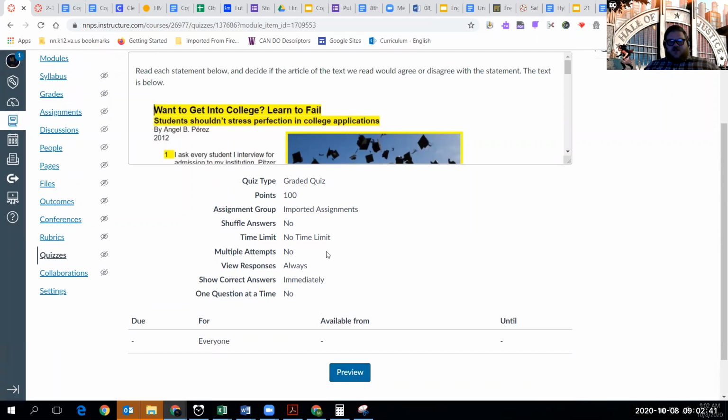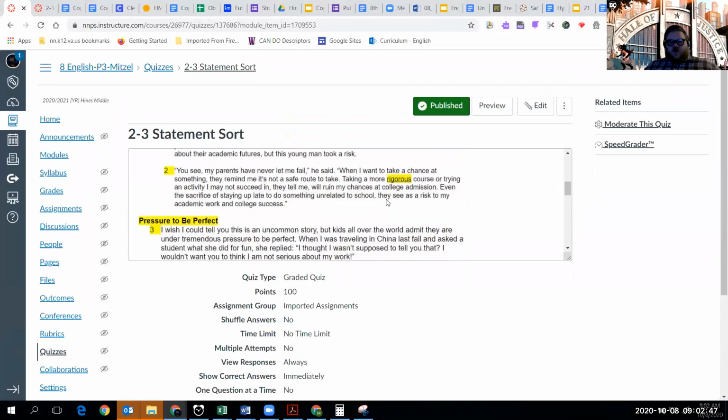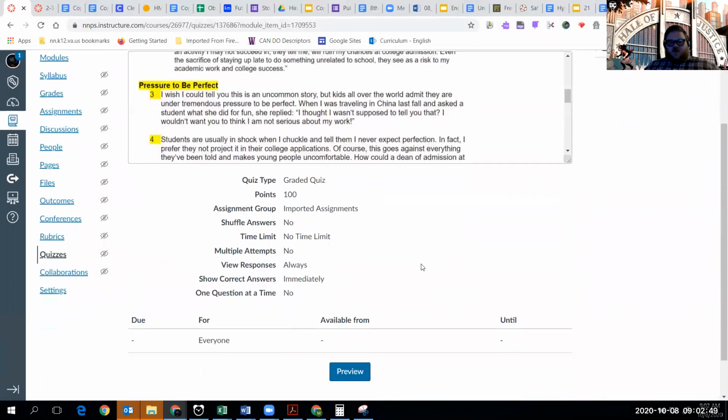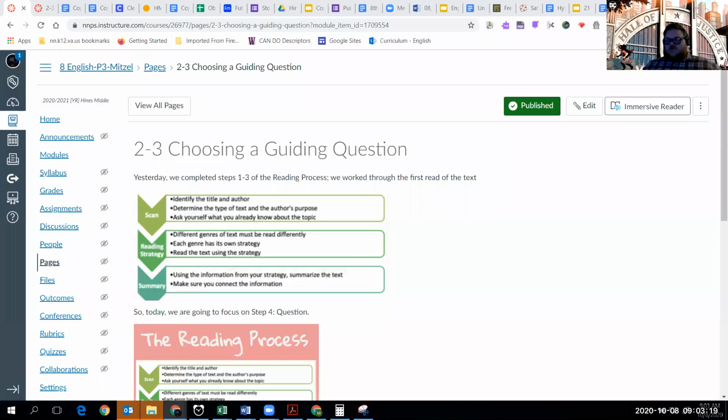All right, you can start your statement sort. In order to do this, you will have to skim and scan the text once again. Learning to fail, it'll be there for you, and then there are 3 questions. Pause the video now. Once you've submitted your entrance ticket and seen your answers, go ahead and click Next.